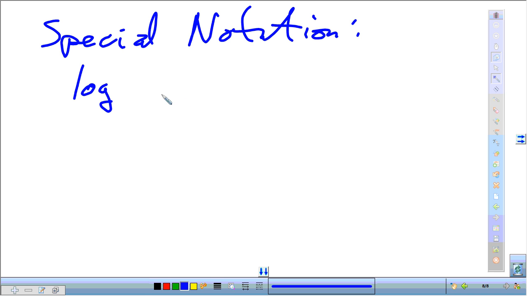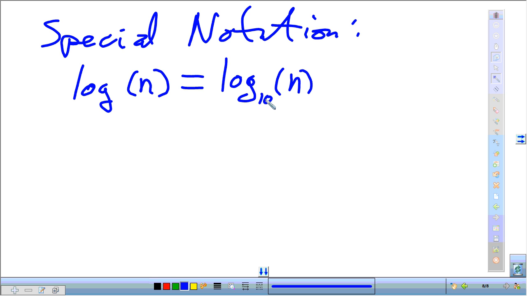Many times you'll see log without indicating a base, so log of n. Usually we will be meaning log base 10, so a lot of times the 10 is dropped from the notation. This is called the common logarithm in many settings.